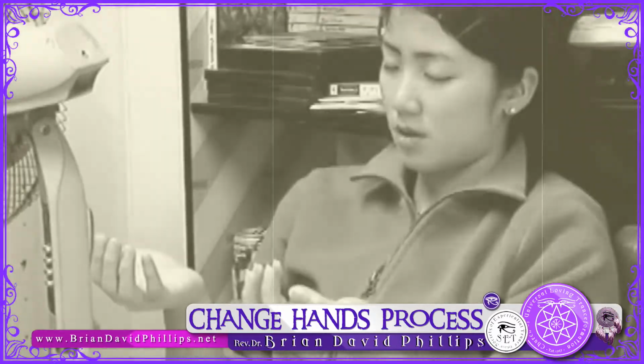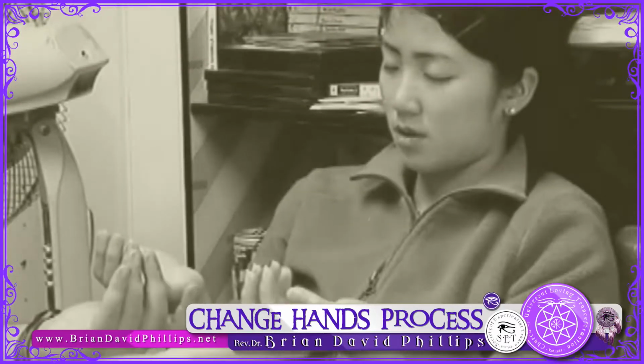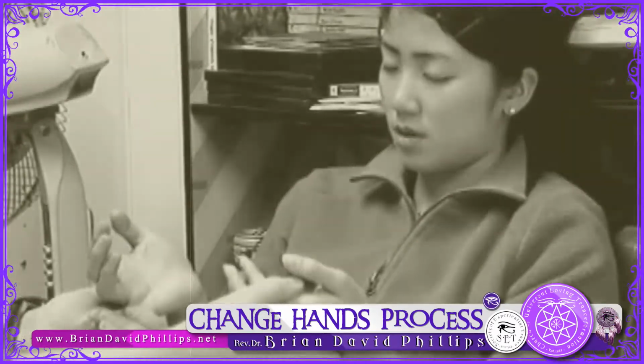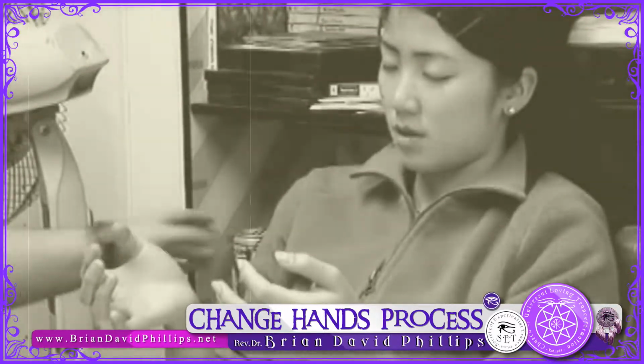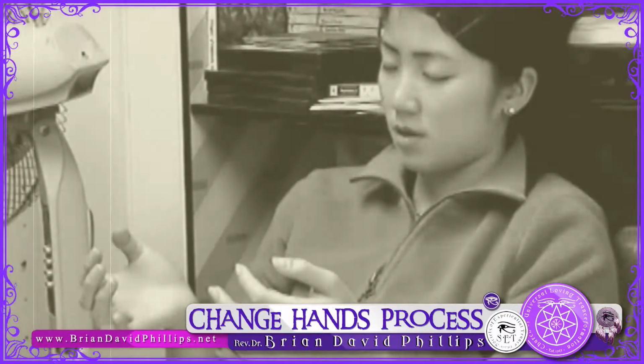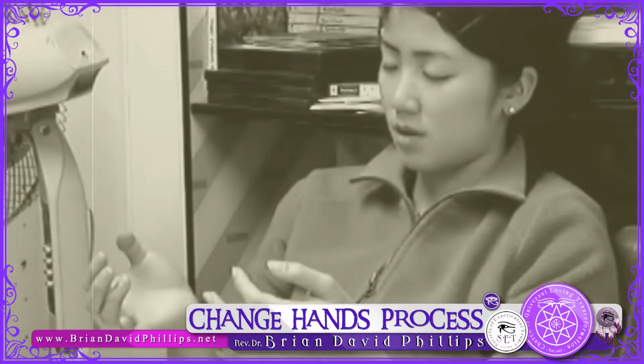Like magnets, pulling your hands together. That's right. So your hands can begin pulling towards each other. And when they touch, you'll feel it. It's like whoosh. And every breath in, that feeling gets stronger.